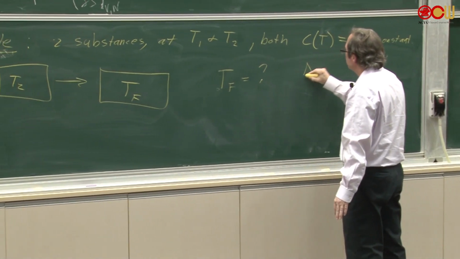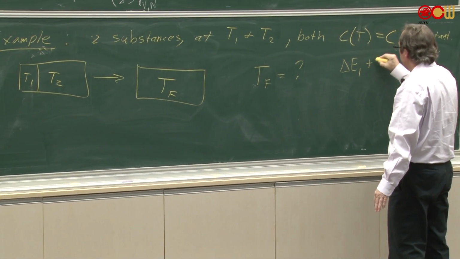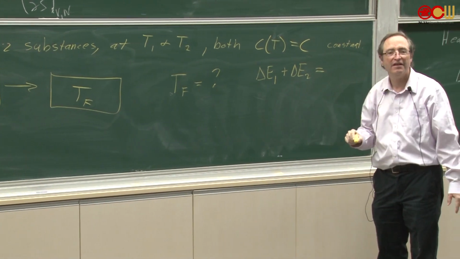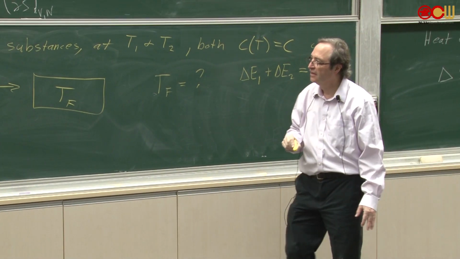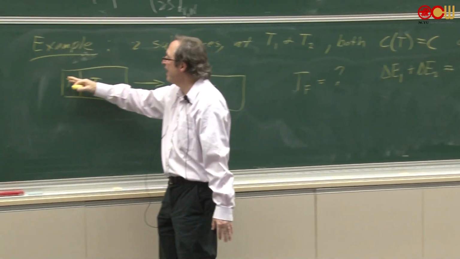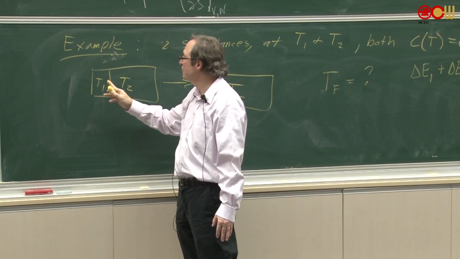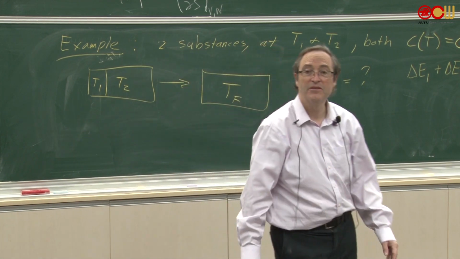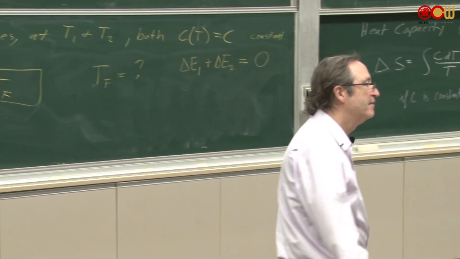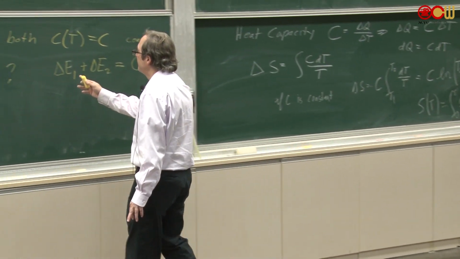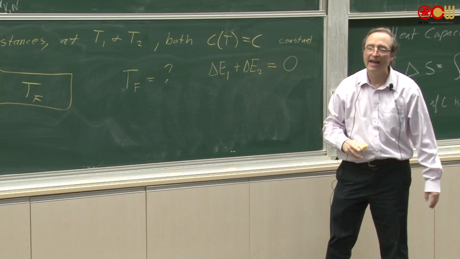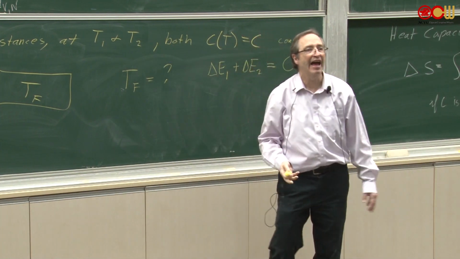So we have delta E1 plus delta E2. What's that got to equal? 0. Because there's no energy flowing outside of this. Whatever energy goes from here to here or vice versa, it's got to add up to 0. One goes up, the other goes down. How do I get the change in energy from the heat capacity and the temperatures? How do I get that?